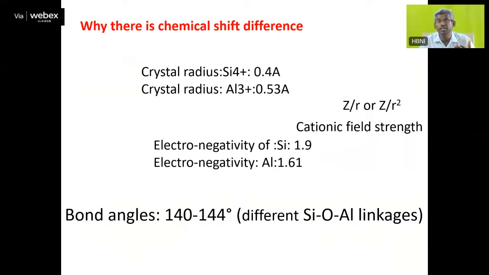The moment the charge to radius ratio is more, it means the polarizability of the atom or ion will be more. Higher the polarizability, more electron density will be there. Normally covalent bonds will have more electron density because of the overlapping or sharing of the atomic orbitals. So higher the Z by R, the more covalent character there will be, and this also leads to a decrease in the chemical shift values. Similarly, bond angles, as I have mentioned, as the bond angle decreases, the electron density around silicon increases.